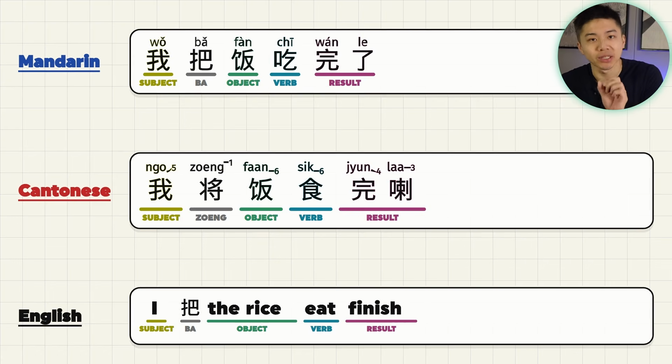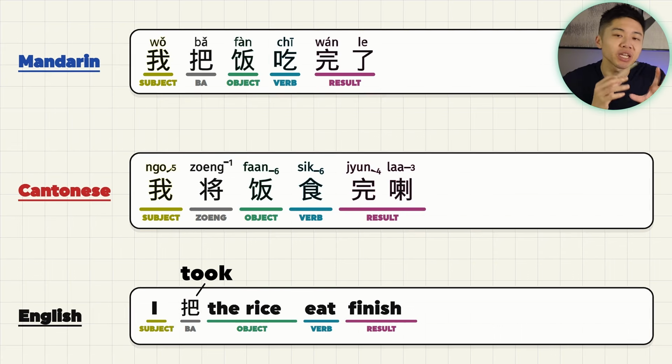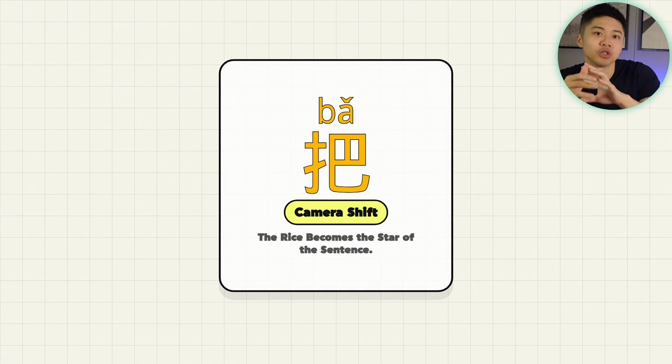If you want to translate this directly to English, the easiest way to interpret this is I took the rice and I finished it. So we can think of 把 as saying I took X and did something to it. Without 把, the sentence is flat. It just kind of reports that the eating of rice happened. But with 把, we make the rice the star of the sentence. You're telling the listener the rice is dealt with, it's gone, right? And that is the camera shift. That's what we do with 把.